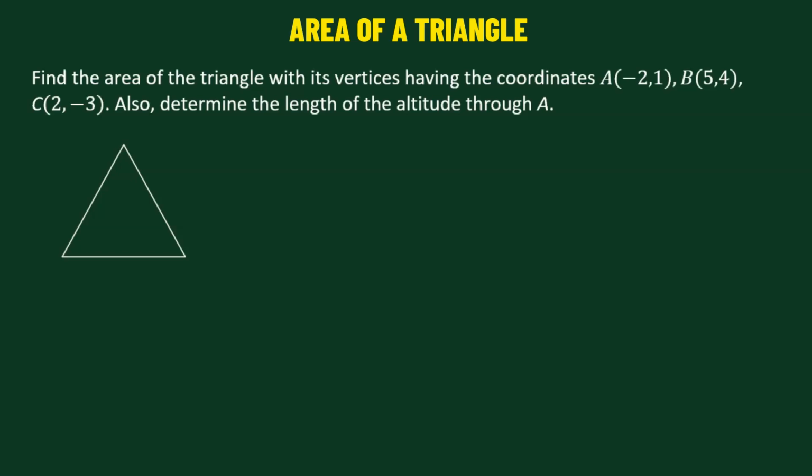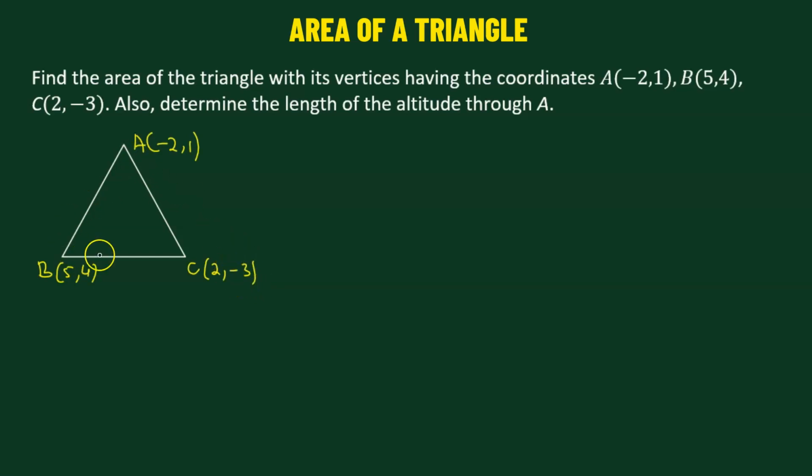We need to find out the area of a triangle whose vertices have the coordinates given by A, B and C. We'll also need to determine the length of the altitude through A. Let's begin by supposing the triangle has vertices A, B and C. A has the coordinates -2, 1. B has the coordinates 5, 4 and C has the coordinates 2, -3.